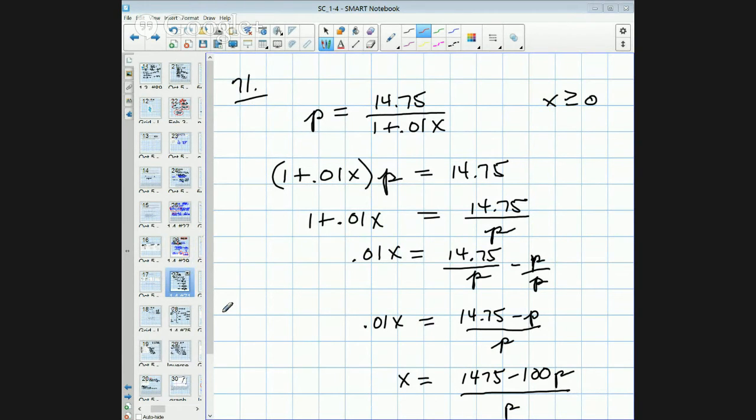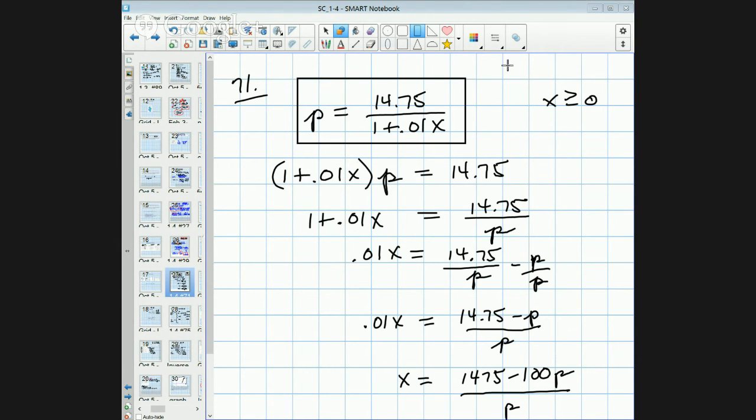Demand, P is the price per unit and x is the number of units sold. It says find x as a function of p. So in other words, we got to solve this equation for x. Here it is. Here's where we're beginning. And instead of solving for p, we got to solve for x. So really, this is just an algebra action.